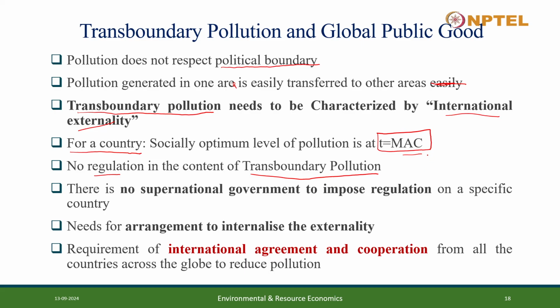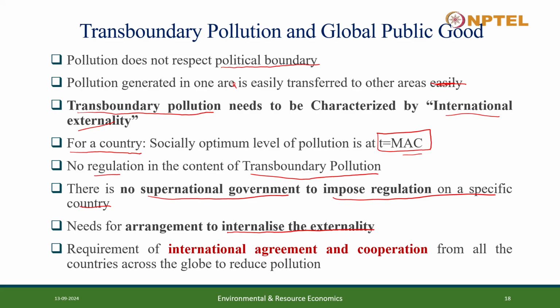In the case where many countries are involved, let's say that Nepal is producing a huge amount of CO2, then global warming might happen, which will impact all the other countries. So we say that there is no supranational government to impose the regulation on a specific country. When a country emits or pollutes, there is no supranational authority above all the countries. So there is a need for an arrangement to internalize the externality caused by each country.